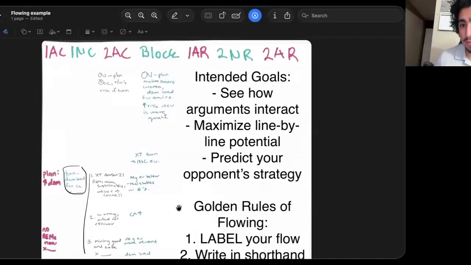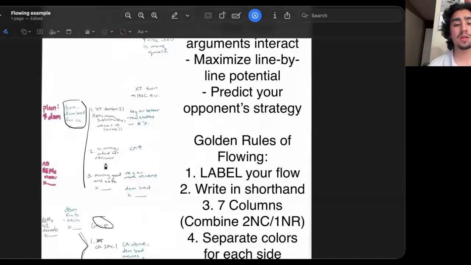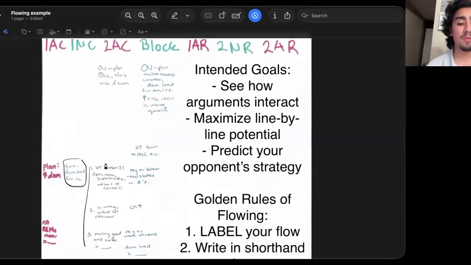All right, everybody, let's talk about how we can predict our opponent's strategy using the flow. So we've already seen how we can maximize line by line potential, right? With the 2AC, when we see that the arguments are spread out, we can start making multiple arguments against them, and we can see how they interact. The last part of the flow, which I think is the most crucial, is seeing how we can use it to predict our opponent's strategy. And the way we can do that is by just looking at the patterns of argumentation according to the flow.